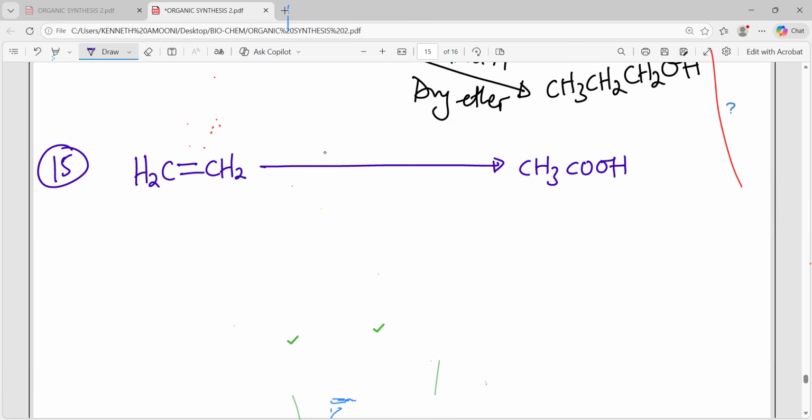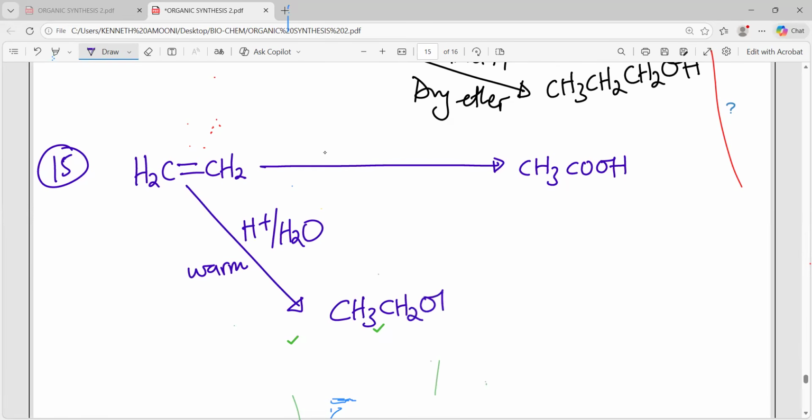So we can convert that ethene to an alcohol. How can we convert it to an alcohol? By using acidified water, and then you warm. Then after doing that, you will form an alcohol, that is ethanol. Then ethanol is going to be oxidized to a carboxylic acid. And we say that when you're oxidizing a primary alcohol to a carboxylic acid, you use a strong oxidizing agent. So we're having that strong oxidizing agent and then we heat. It will convert that directly to a carboxylic acid. And number 15 is done.